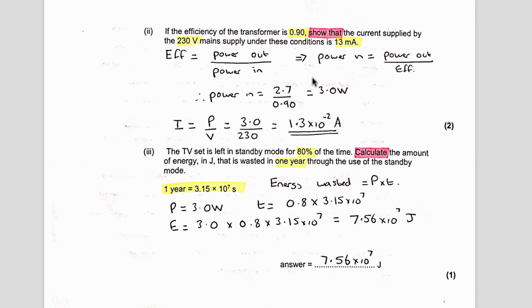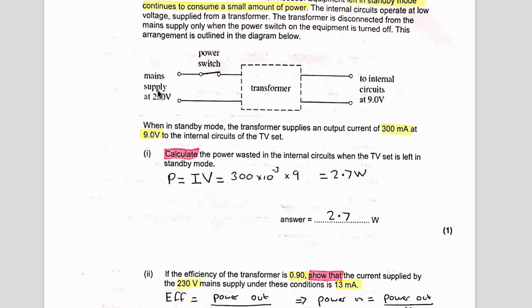So if we go back to our diagram, we've got 3 watts of power going in here, and then the potential difference is changed from 230 down to 9 volts, and only 2.7 watts comes out here. So we're wasting 0.3 watts in here.